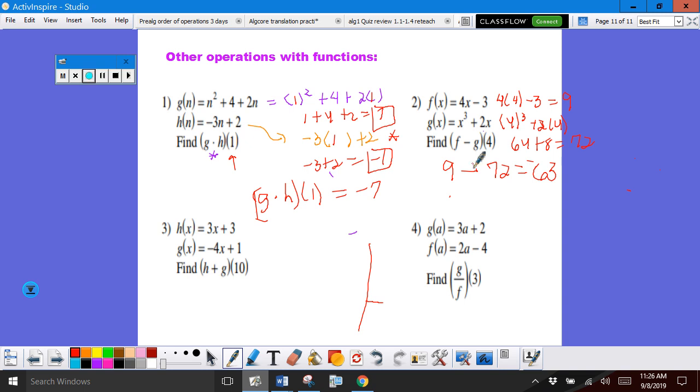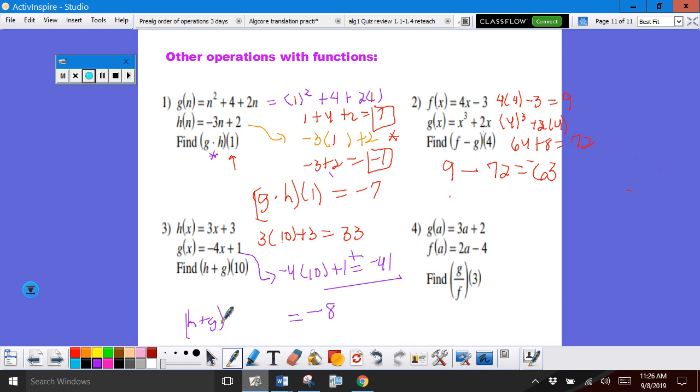Same process as in the adding. So we need to go ahead and substitute in and then add. So 3 times my 10 plus 3, well, that's going to be a 33. I substitute in for my H, -4 times 10 plus 1, that is a -41, and I am adding. So 33 plus -41, that's going to give me a -8. So again, that starts out with H plus G of 10 equals -8. There's my answer.